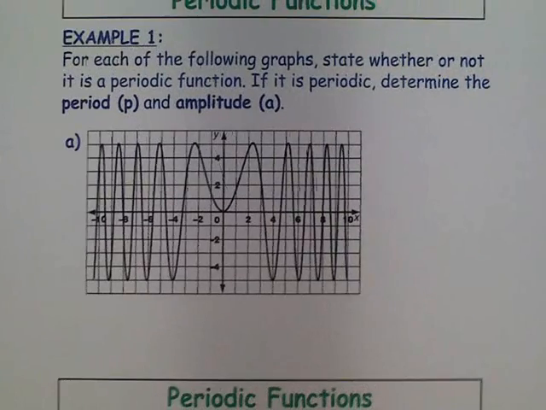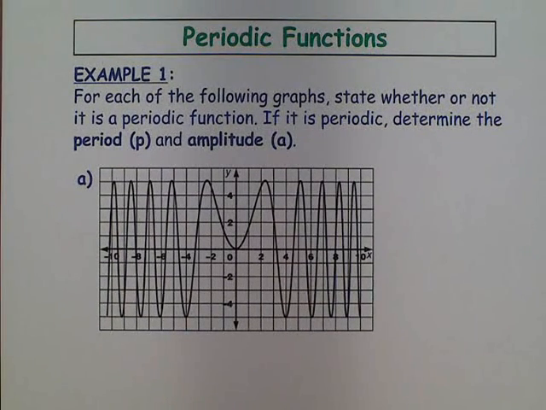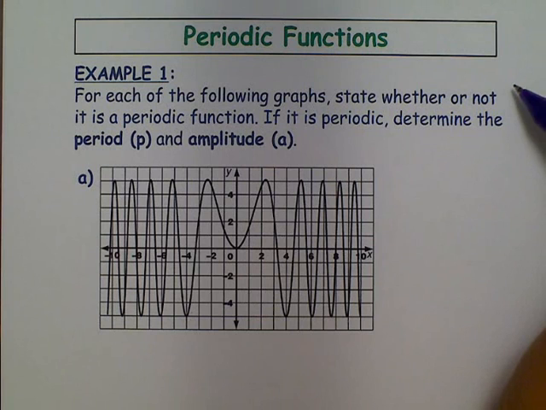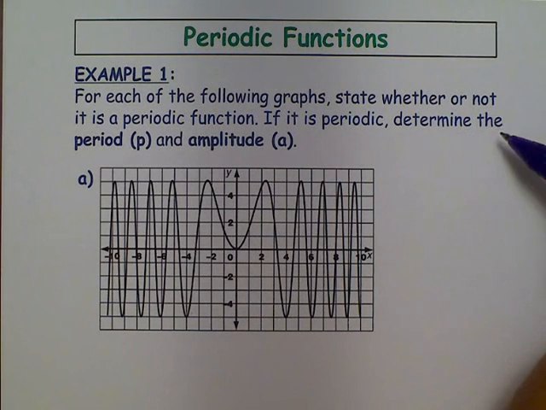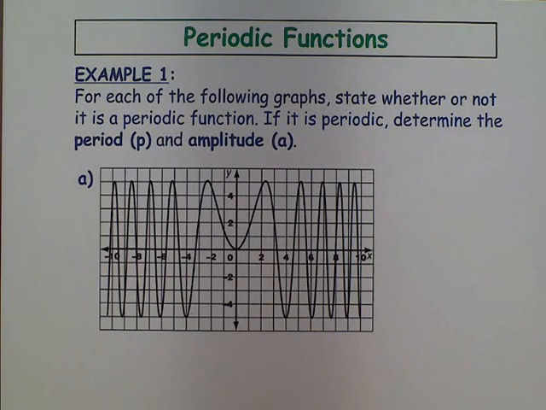Okay, we're going to look at a slightly different example, and we're going to try to identify whether or not the graphs that we have here are periodic. If they are, we're going to state the period and the amplitude. If they're not, then you can't state the period and the amplitude. Okay, so you can only state the period and the amplitude of periodic functions. So for each of the following graphs, state whether or not it is a periodic function. If it is periodic, then determine the period and the amplitude.